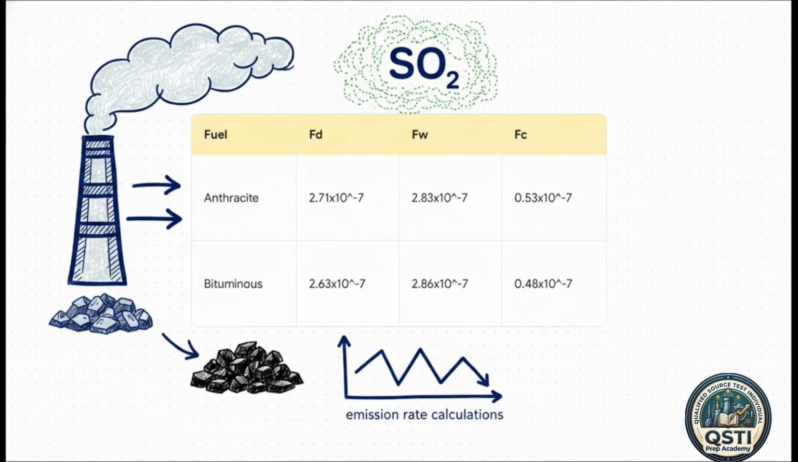The specific F factors you use depend entirely on your fuel bunker. For example, anthracite coal has a dry F factor of 2.71 times 10 to the negative 7th, while bituminous coal sits slightly lower at 2.63 times 10 to the negative 7th. Getting these precise numerical differences right is non-negotiable for accurate SO2 emission calculations across different fuel types.